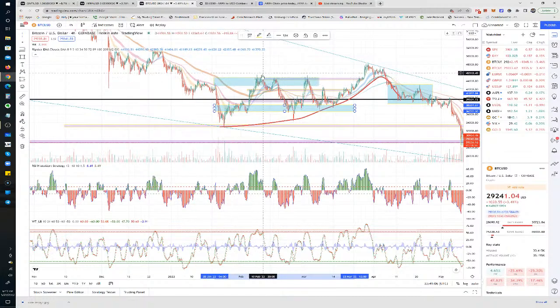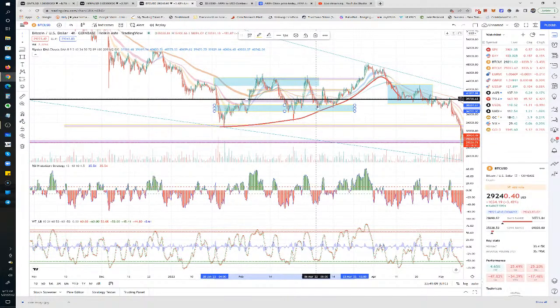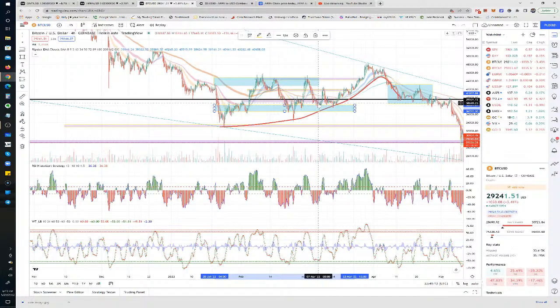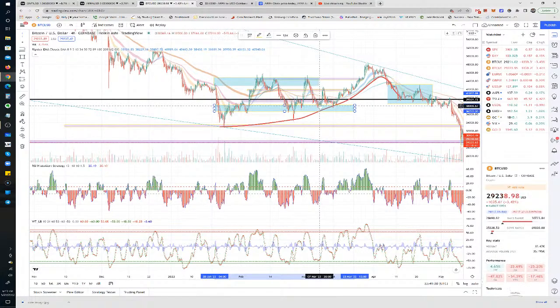1, 2, 3, 4 times. You would sell here. Wait for the dip. You would gain more coins. Put your stop loss in. Your stop loss started down here. You would hit your target. You would have bought more coins here. It didn't hit your higher target.